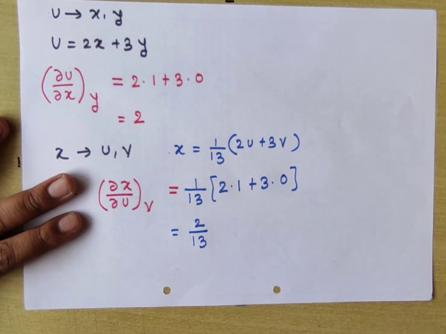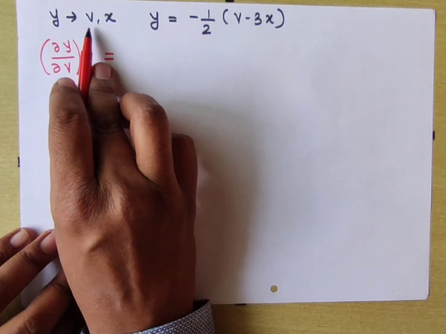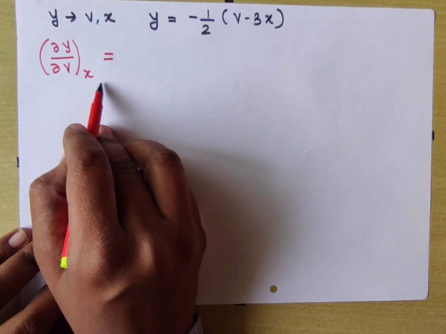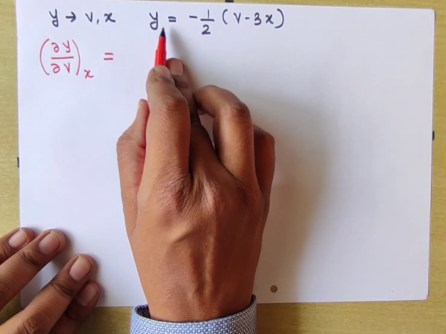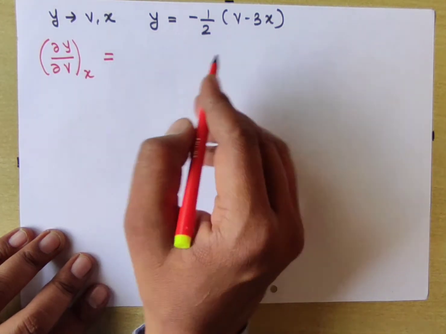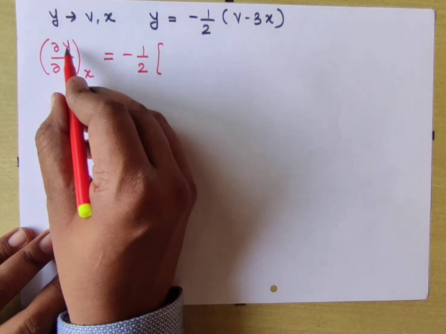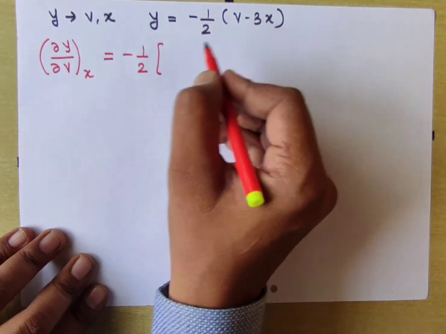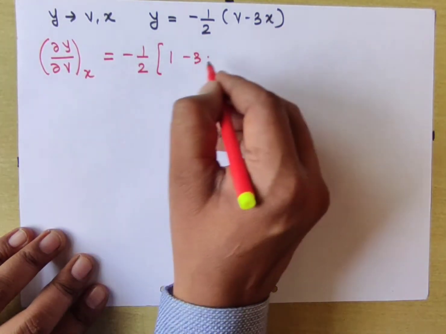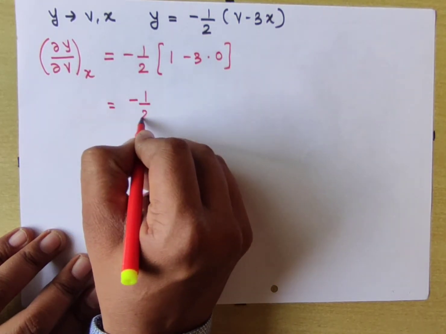Now for the next relation. The third relation is the value of y in terms of v and x, to find the value of ∂y/∂v, treating x as a constant. So we already found the relation, that is y is equal to minus 1/2 (v minus 3x). So after this, minus 1/2 is a constant, we take it outside. Derivative of y with respect to v, so derivative of v is 1, minus 3, and derivative of x, treating x as a constant, is 0. So finally we get minus 1/2.